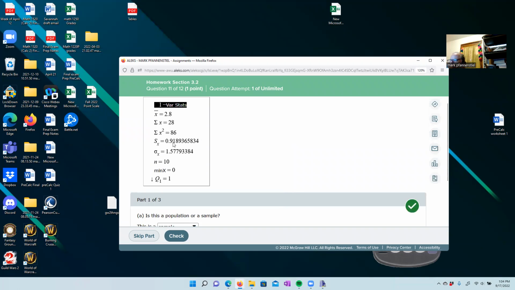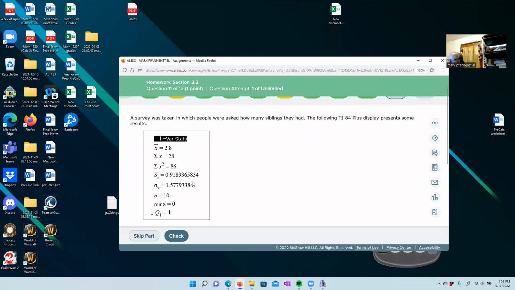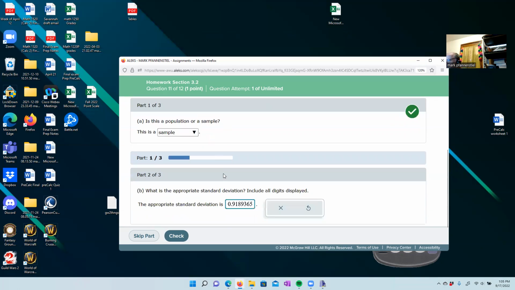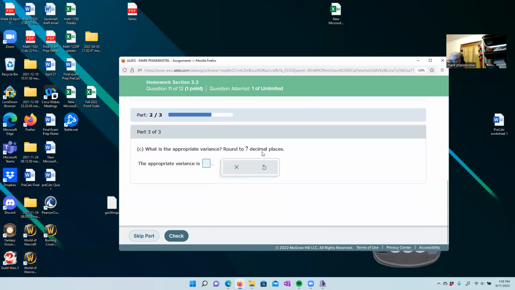Okay, I wonder how many decimals they actually want us to go through. They said write down all of them. So 9189, and what do we have here? 365, 365. Okay, and then 834, 834. You could probably get away with fewer. So we'll check that.